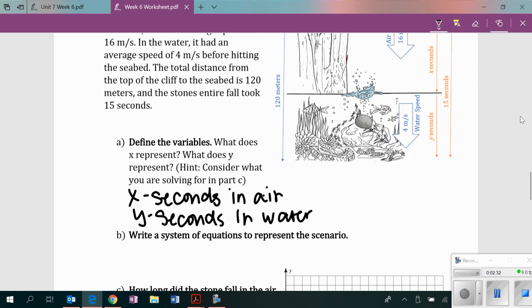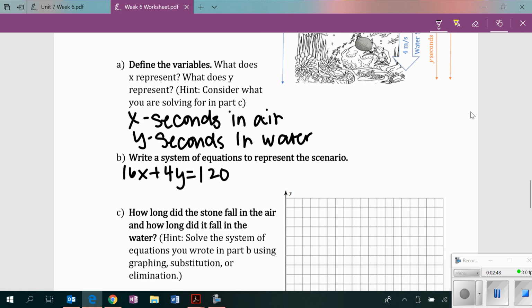So if I did 16x plus 4y, that's going to equal the distance, okay? However, if I just take my y seconds and my x seconds, I know that's equal to 15. So x plus y equals 15.